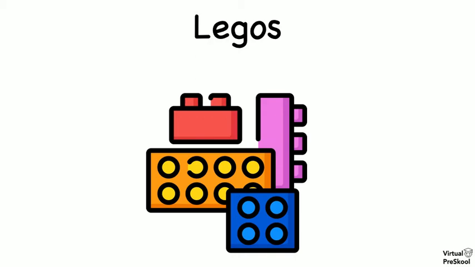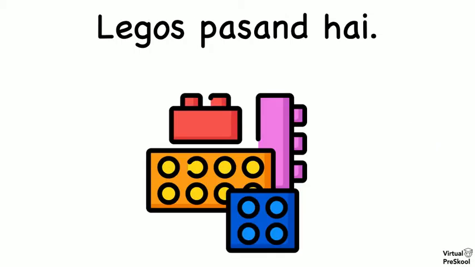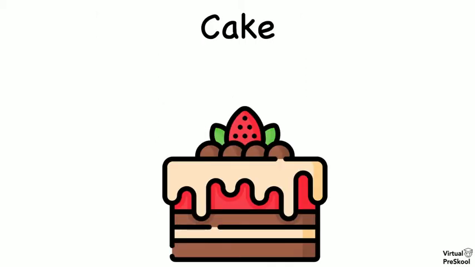Okay? So like Legos. How would we say like Legos? Well, that phrase to like is pasand hai. So to say like Legos, we say Legos pasand hai. Legos pasand hai. So what you notice is that whatever I'm describing, the item or the object that I'm describing, is what comes first in my sentence. Legos pasand hai. Let's do some more examples.